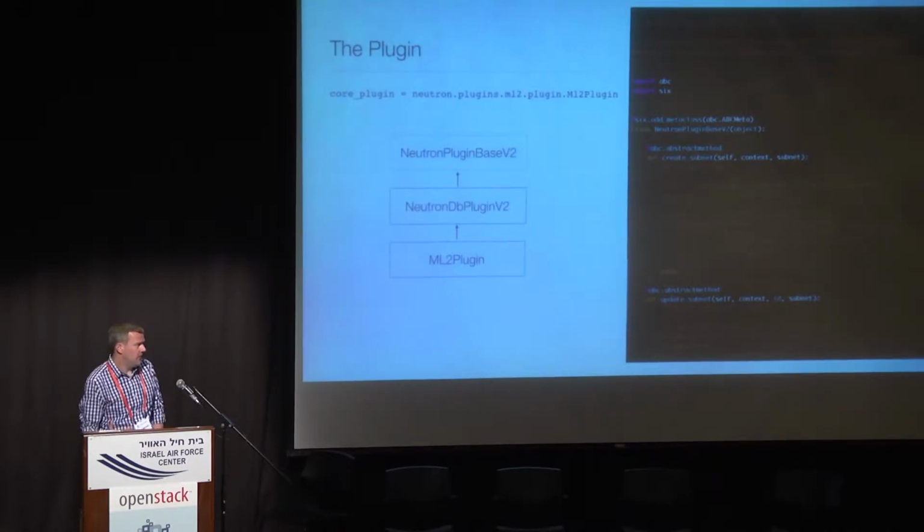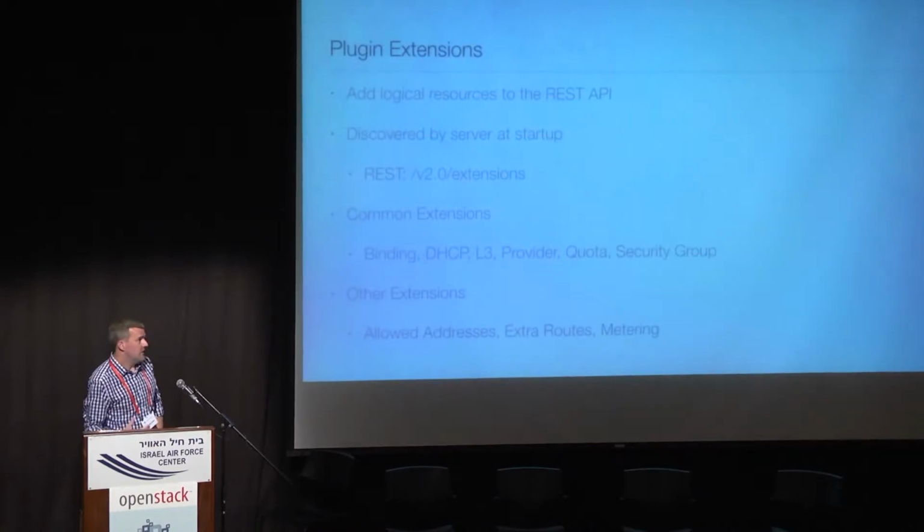Plugins have those basic resources of networks, subnets, and ports. And one of the things is that vendors need to be able to differentiate themselves. So one of the ways for differentiation is via plugin extensions, and they add logical resources to the API. An example of an extension of a logical resource, if you're familiar with OpenStack, would be security groups, which provide a distributed firewall and protect the VIFs of each instance. The extensions can be discovered at startup, and so when you're using different clouds as a user, you can discover which extensions are enabled by hitting v2.0/extensions, and it will give you the list.